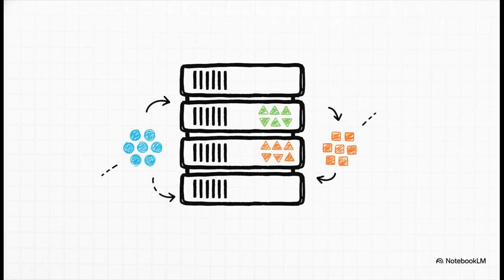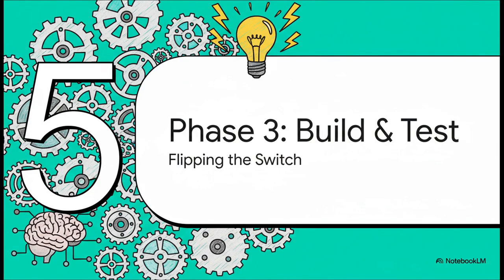The key here is that it doesn't organize things alphabetically. It organizes them by meaning. Concepts that are similar are stored right next to each other. This allows the AI to perform lightning-fast searches based on the idea you're asking about, not just the key words you use.